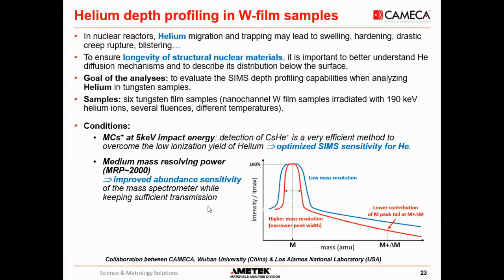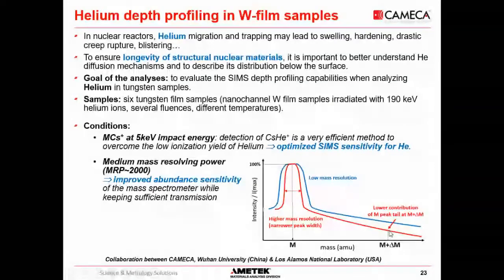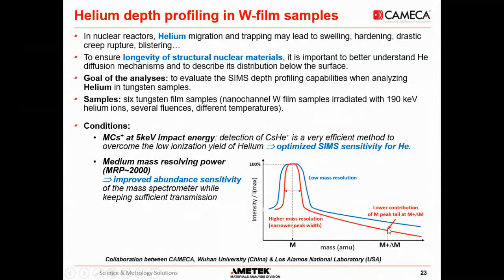Measuring helium using cesium helium is not that easy. Why? Because you can see here a sketch of what happens when we have a very high intensity peak. There is a peak tail that can go up to another mass. When we measure cesium helium, we have a very high intensity cesium peak here, and cesium helium will be there. So there will be a background coming from the cesium peak tail.